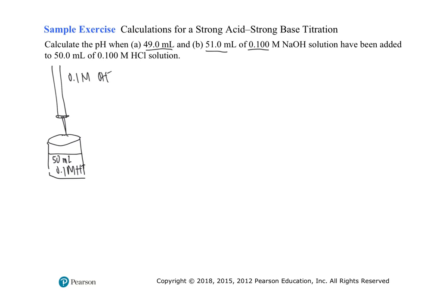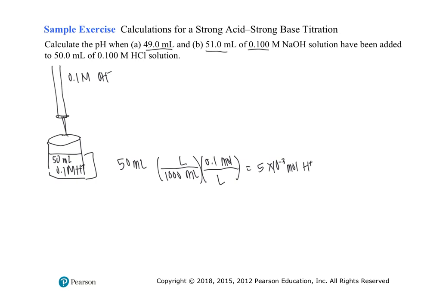So what we want to do first is figure out how many moles are in my hydrogen solution, my acidic solution. I have 50 milliliters, and I'm going to convert that into liters, and then use a concentration of 0.1 mole in a liter. So I have 5 times 10 to the negative third moles of hydrogen ion here.